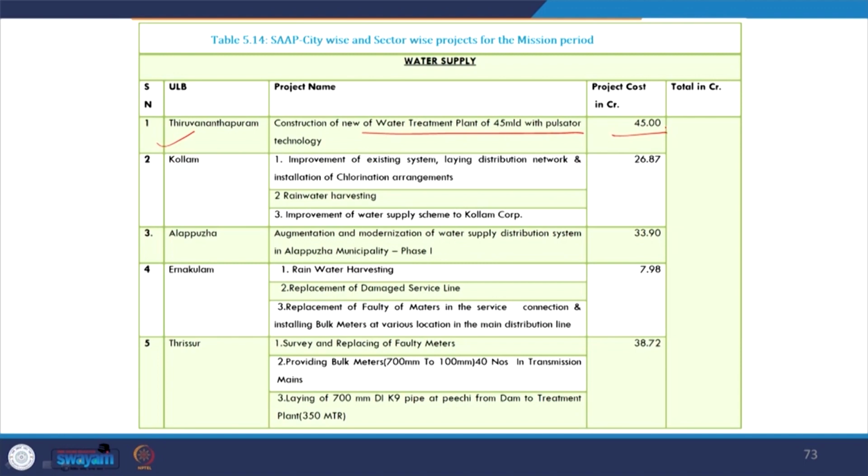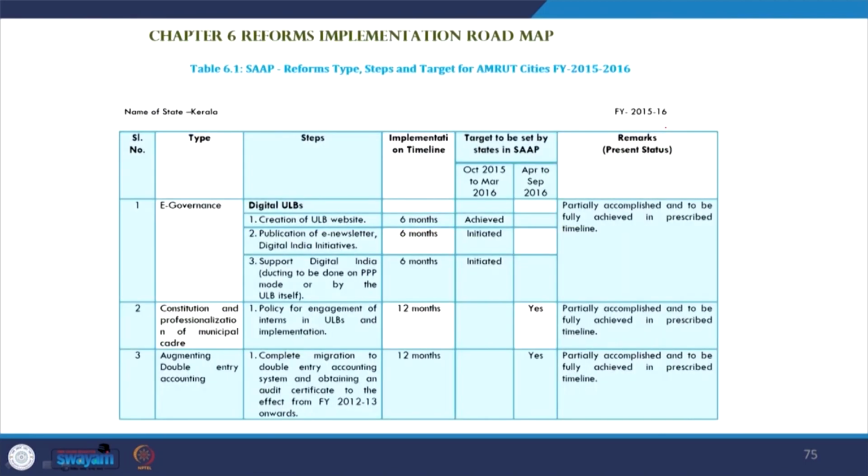You see how the urban local body, state and the center work in collaboration to bring all these services to the people and what people need. Other reforms, the urban reforms we had looked at, we can see what Kerala has implemented: e-governance, digital ULBs, creation of ULB websites.